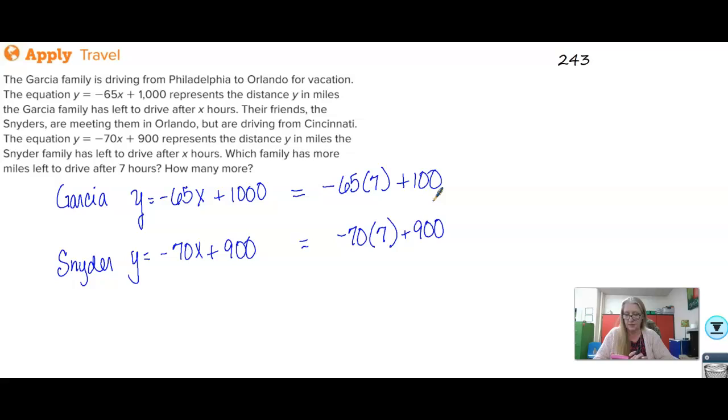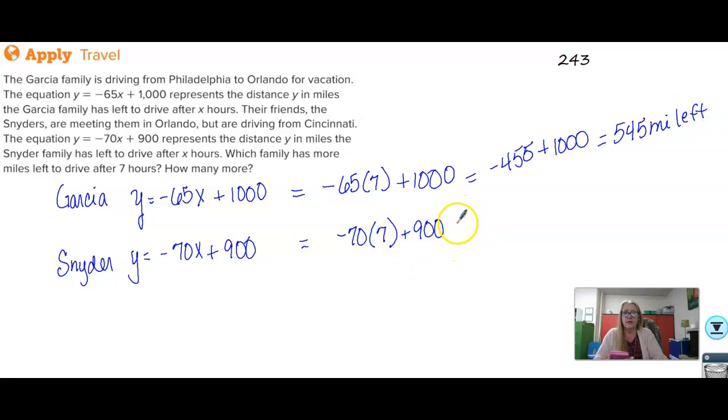All right, just need to solve this. Clear. 65 times 7, can't do that in my head, is 455. So we have -455 plus 1,000. All right. Means they have 545 miles left.